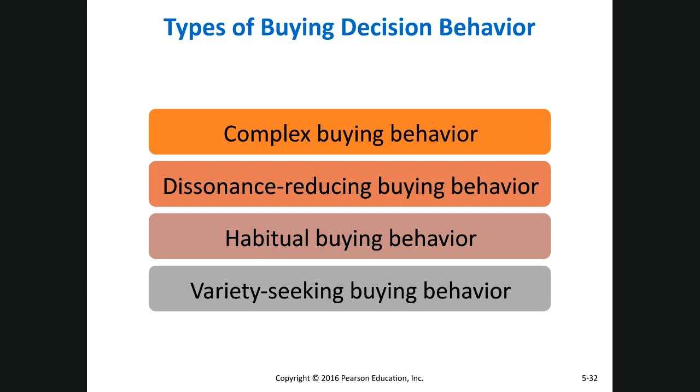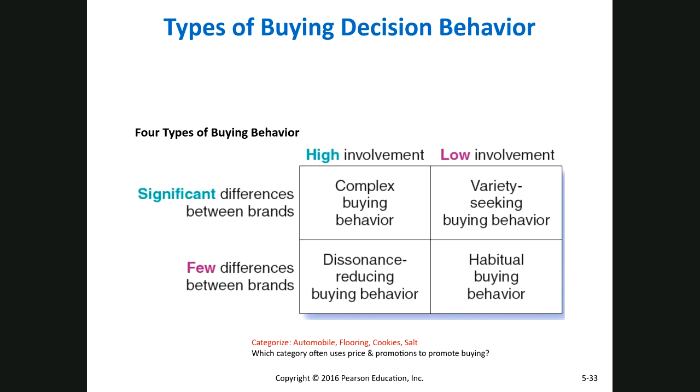So these four types: complex buying behavior, dissonance reducing buying behavior, habitual buying behavior, and then variety seeking. We're going to talk about them individually or as part of a model or a framework as we move along. So you can see, if we categorize a car as a high involvement with significant differences between brands, I believe we could all agree to that. That's going to put a car in the complex buying behavior scenario, right?